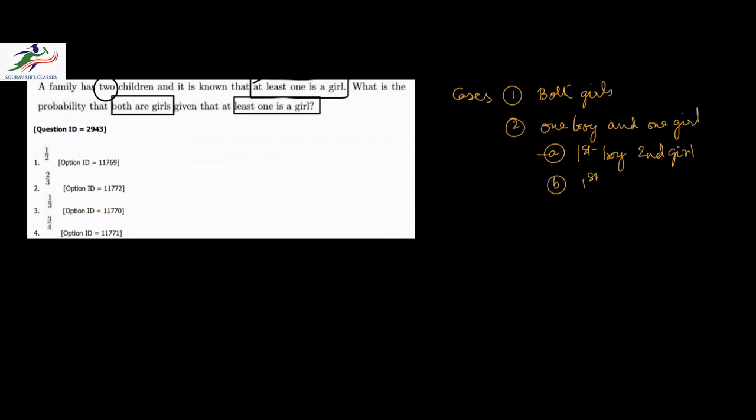So possibilities or cases are: 1, both girls; 2, one boy and one girl. Now here there are two sub cases. Case A is the first is a boy and second is a girl, or the first is a girl and second is a boy. And then we have the third case where both are boys.